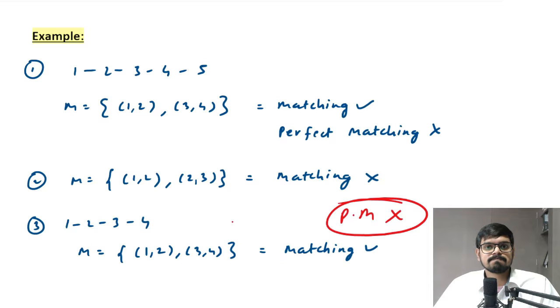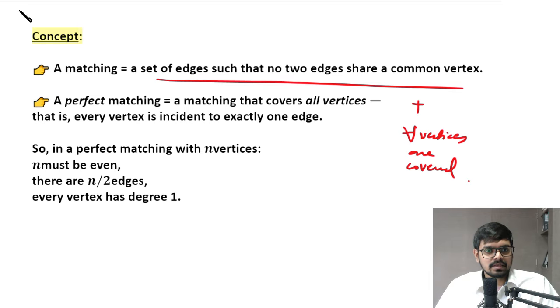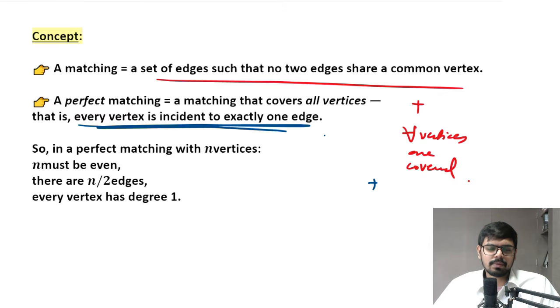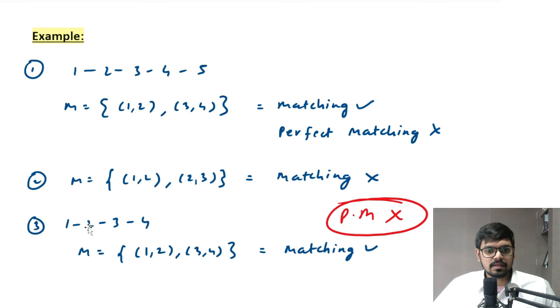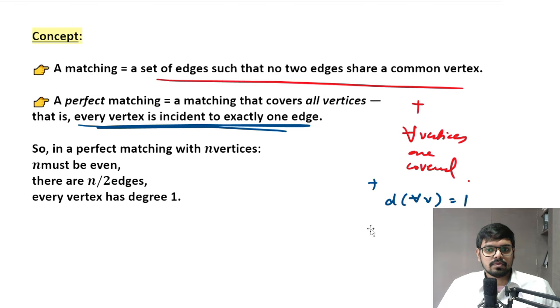Answer is no, because perfect matching also has one more condition. I told you this while dealing with the example. Every vertex is incident to exactly one edge, which indirectly means the degree of all the vertices should be 1. So it should be matching, plus all the vertices covered, plus the degree of all the vertices should be 1. I hope this is clear. Then you will say vertices 2 and 3 do not have degree 1, therefore this is not a perfect matching. As simple as that. So now I hope you understood the concept of matching and perfect matching.